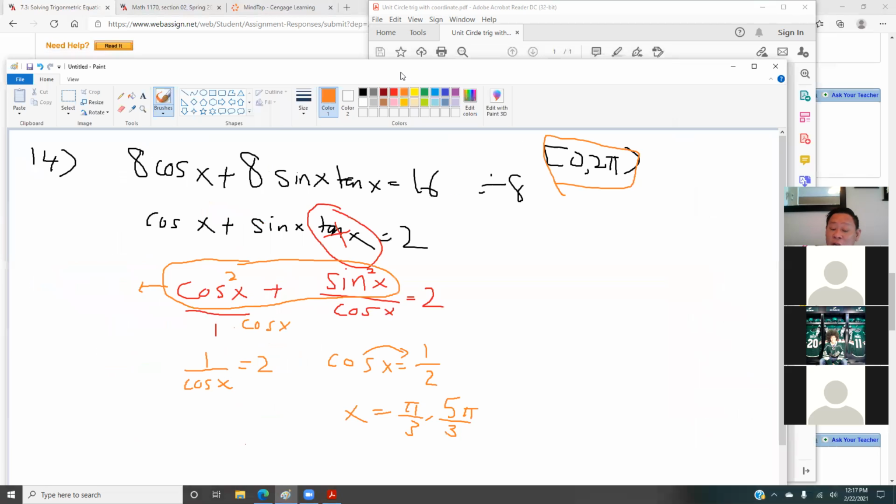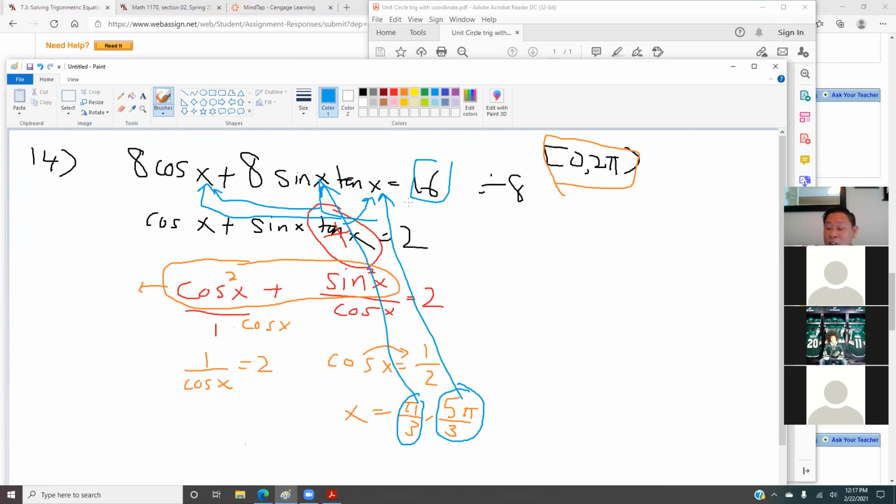And do you guys know how to check your answers? Let's say you finish your test early for solving equations, how do you check your answer, class? Just take this pi over 3 and plug it into your x. Make sure this is in radian form, and you should get 16. And then after that, you plug 5 pi over 3 into your x, and you also should get 16.